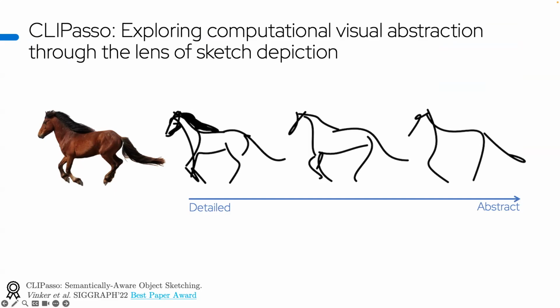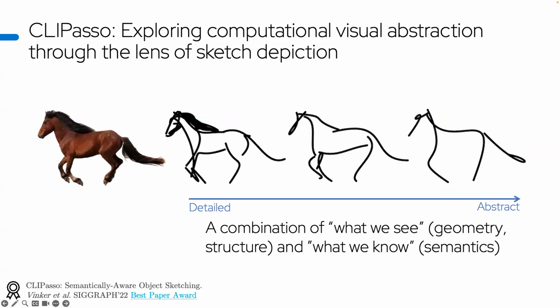And the essence can be defined differently depending on your context. And here in this work specifically, what we wanted to achieve is a combination of what we see, which can be thought of as the geometry and structure of the input object, but also what we know. So we want this to be recognizable as a horse. Under the hypothesis that when humans abstract, in order to choose what to highlight and what to omit, maybe we need to have some prior knowledge about the object. We need to know what it is in the first place.